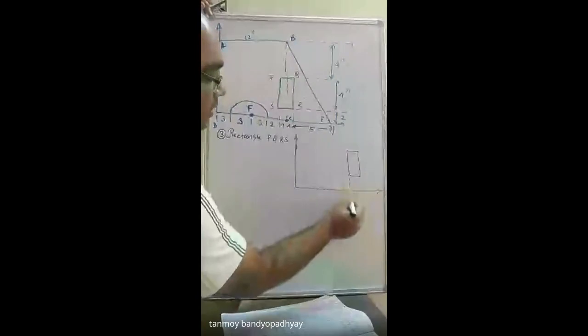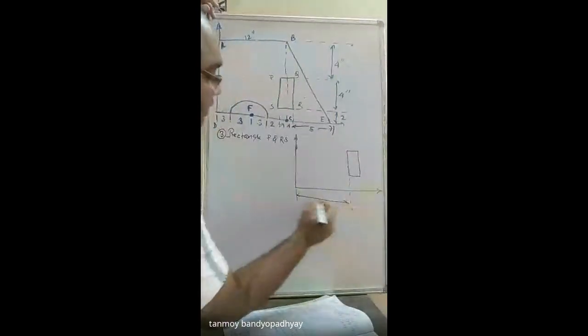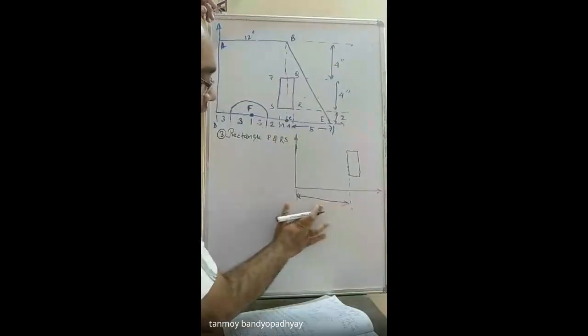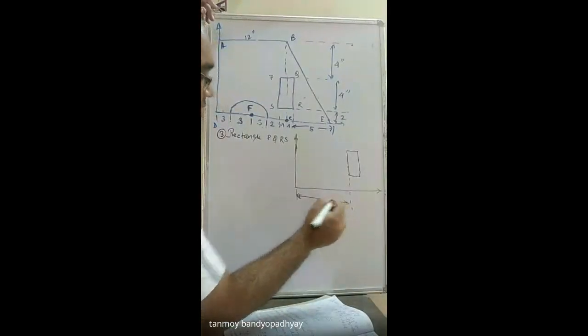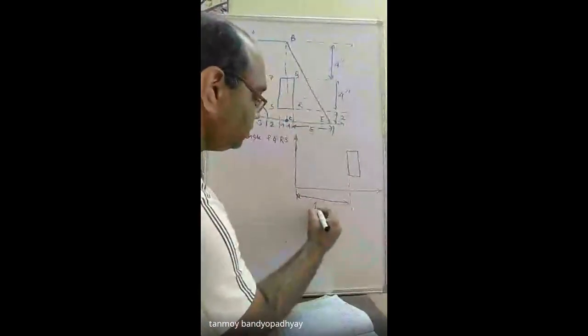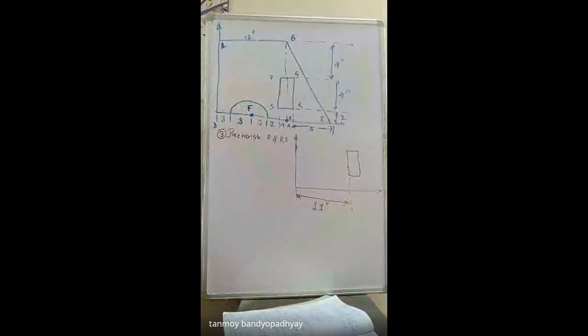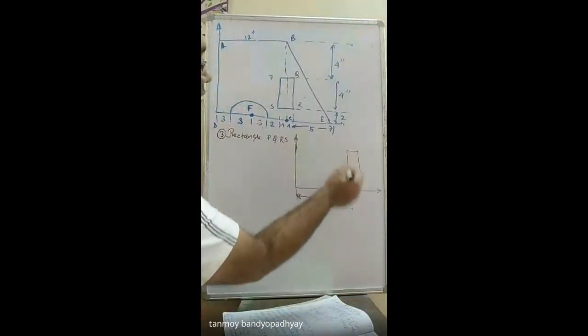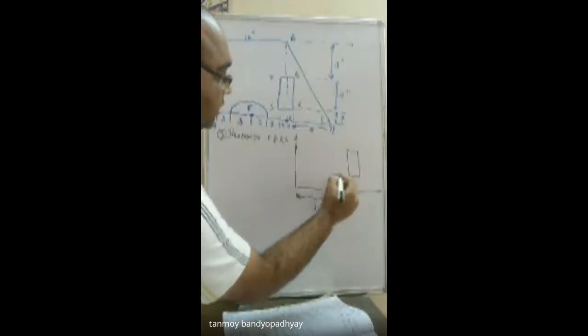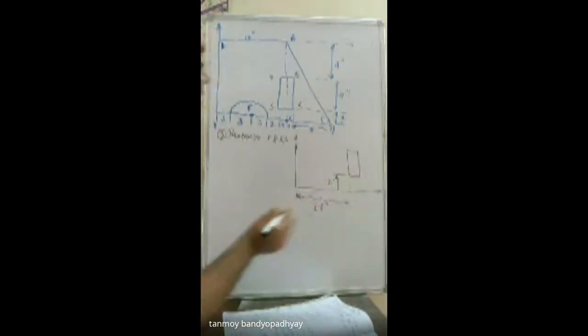So this length, this distance is 11 inches. I am writing 11 just to avoid confusion between the inches sign and the number, because of my handwriting. So it is 11 inches. This one is 4 inches. And this offset distance is 2 inches.